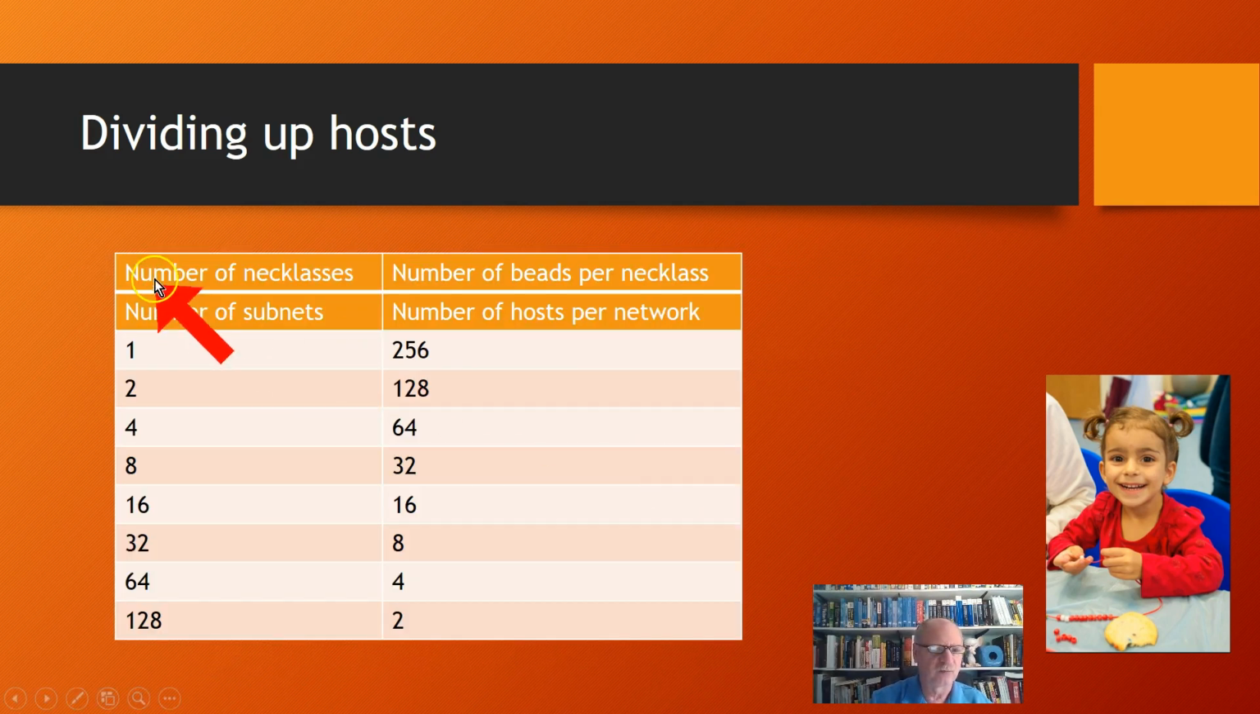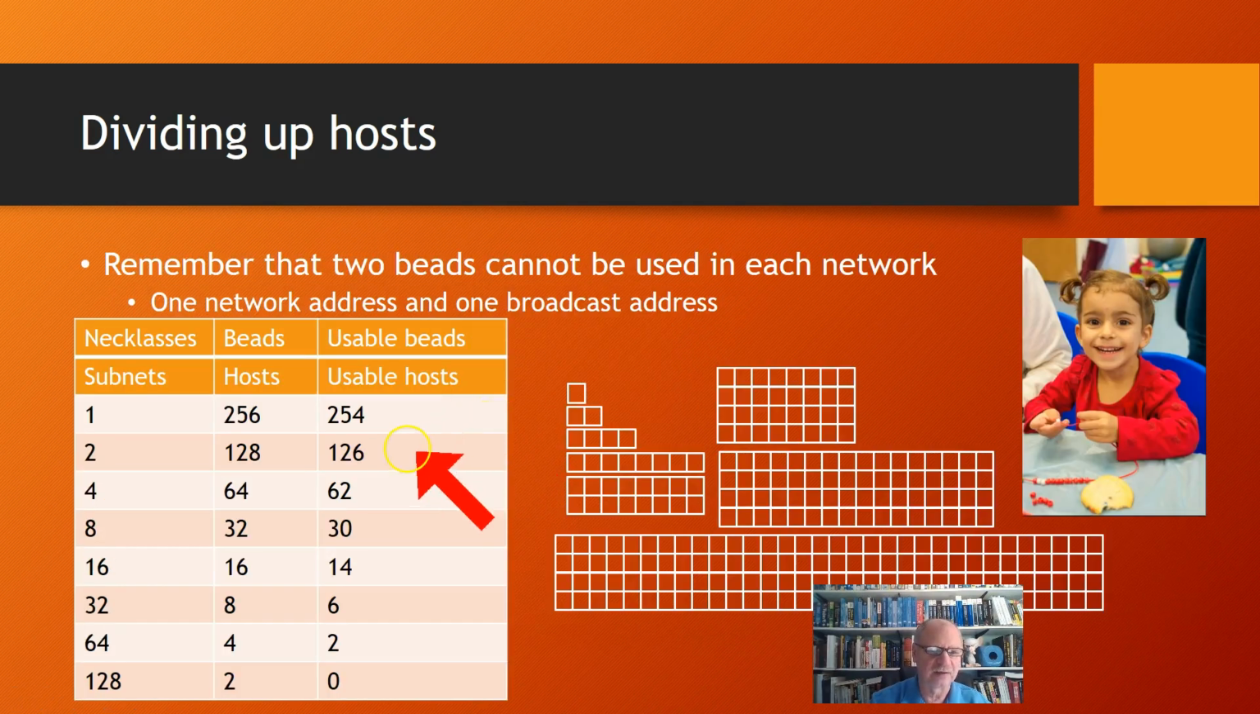So what does it look like? Well, the number of necklaces is the same as the number of subnets. If she makes one necklace, or if we have one network, we can put 256 hosts. Well, really 254, right? In fact, let's go to the next slide, and I have usable hosts here. One necklace or one subnet, 256, but usable, 254. So these are always two smaller than the number of beads in each network, or hosts in each network.